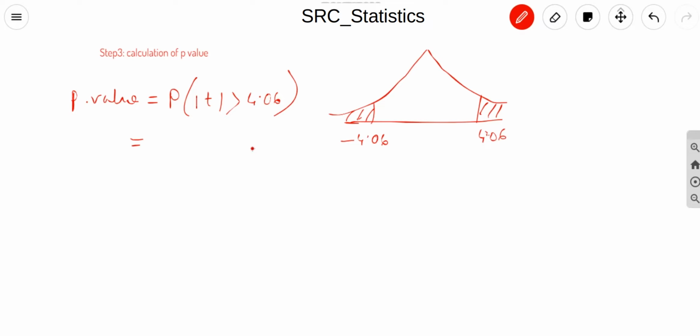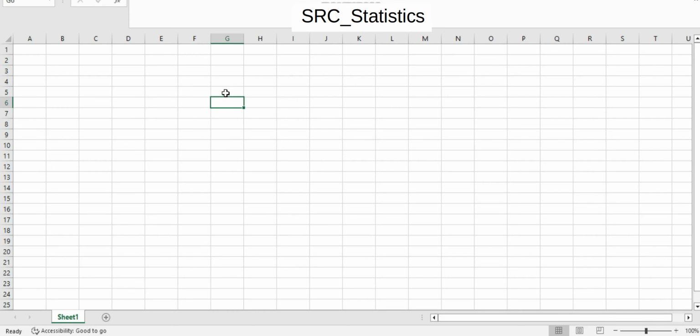For T distribution, the calculation of p-value is not possible manually or with the help of T distribution table. We can find out the exact p-value using some software. I am using Excel formula. How do we calculate from Excel? Put an equal sign in any cell, then T.DIST.2T, because this is a two-tail test, then write down the value of the test statistic, that is 4.06. We put the positive value because it is at both tails, so we can put any of them, and then the degrees of freedom.